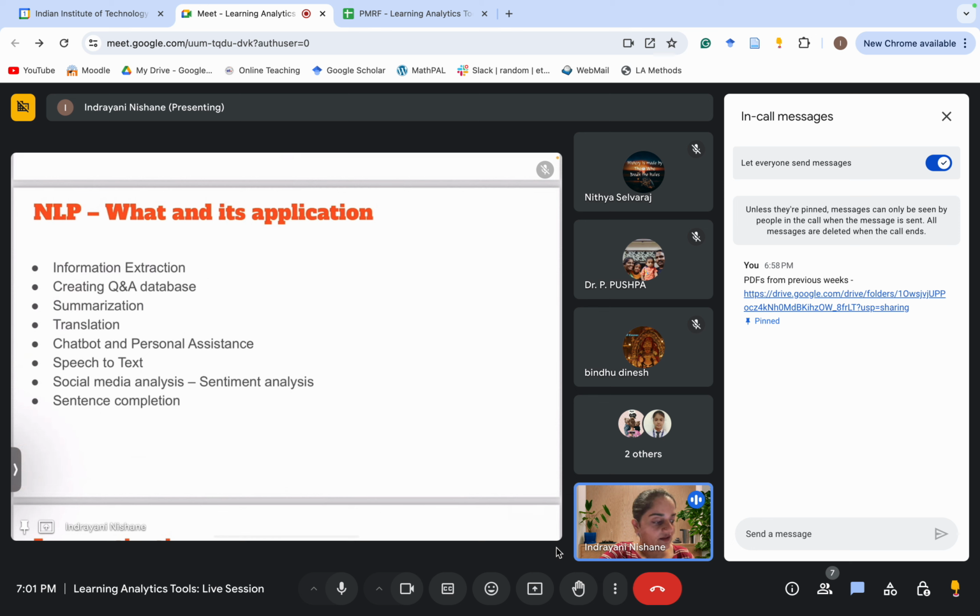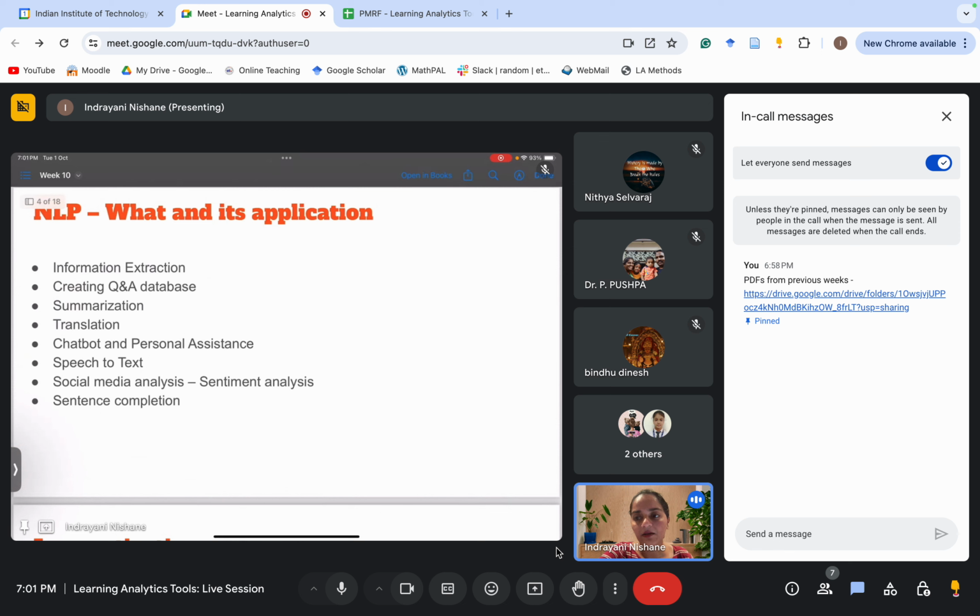Before that, we have been using natural language processing to our advantage as learning data scientists or researchers who are dealing with improving students' learning outcomes and so on. But first, let us have a brief overview of what exactly natural language processing is.